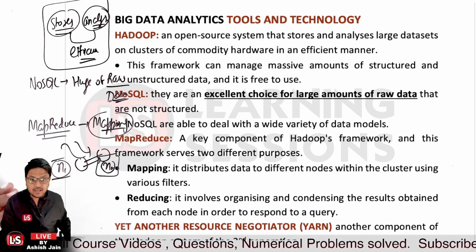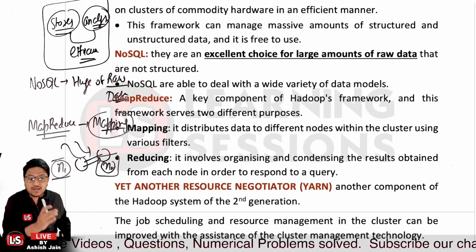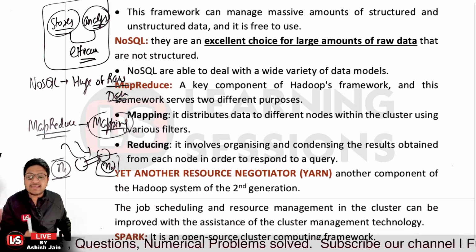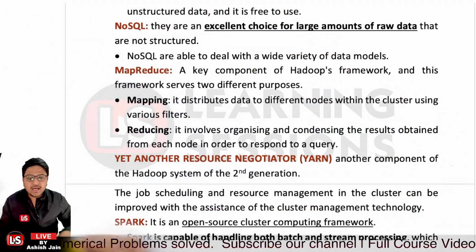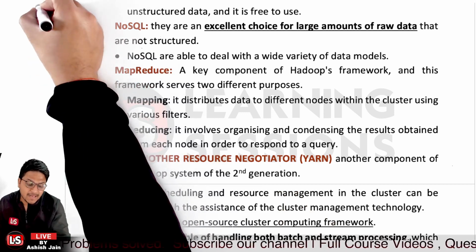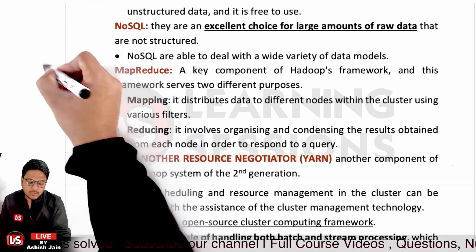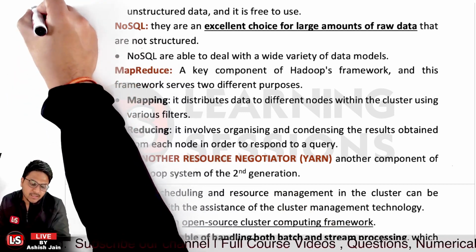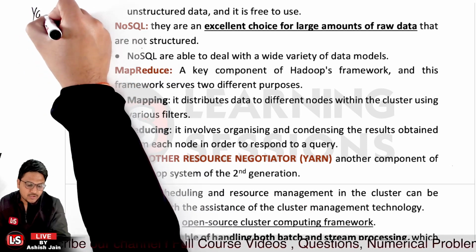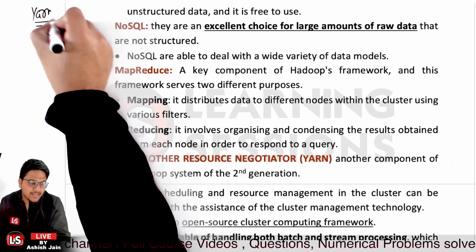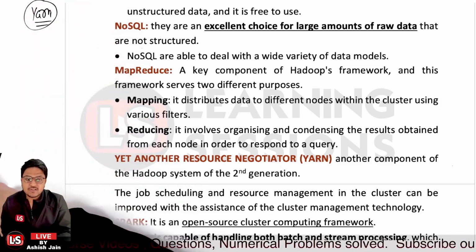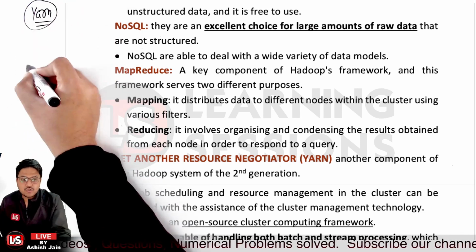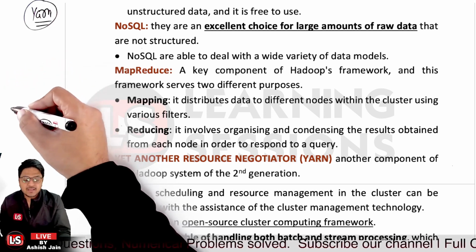Further, it's related to YARN. YARN is another component of the second generation of Hadoop. So MapReduce and YARN both are components of Hadoop. MapReduce is based upon the framework of Hadoop, and YARN is yet another resource negotiator, a component of the second generation of Hadoop. It can be used for job scheduling and resource management in the cluster.